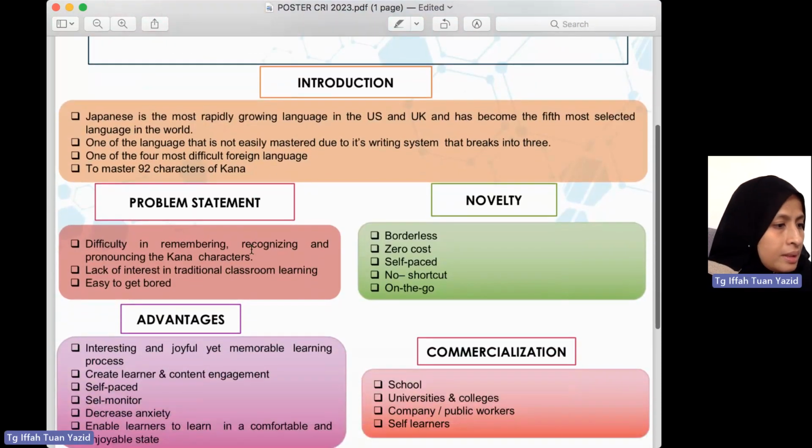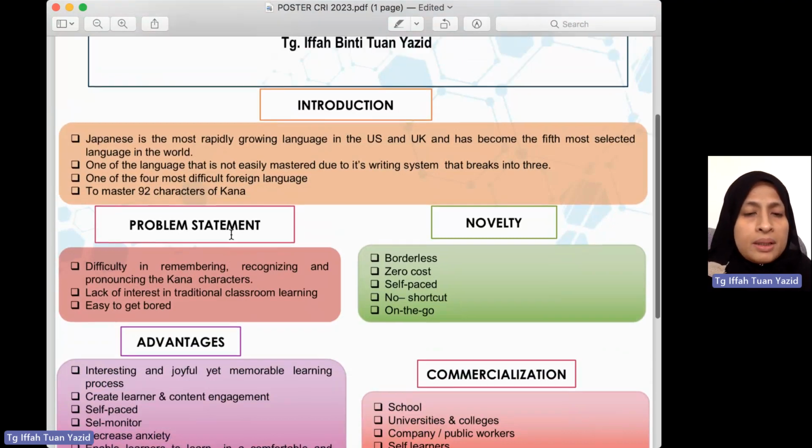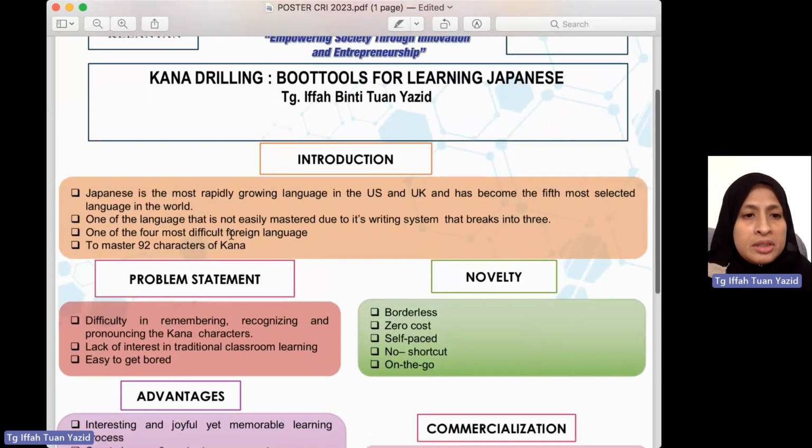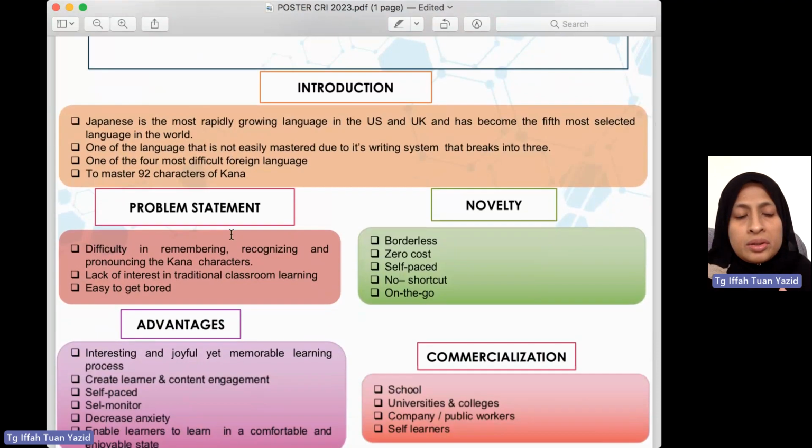As for the problem statement, since it has 3 writing systems, it makes learners find it difficult to remember, recognize, and pronounce the Kana characters. My presentation focuses on hiragana and katakana characters, which in short are called Kana characters.